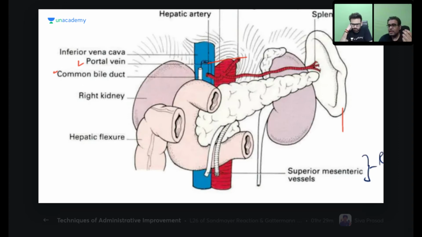So posterior relations of the pancreas are, as we can see, aorta, IVC, and with the IVC, we also have the portal veins, and we also have the common bile duct and the left kidney. Now, as there is left kidney, the structures coming out of the renal hilum, you don't have to mug up, they will all be posterior to the pancreas. That is renal artery, left renal vein, all that would be posterior to the pancreas.